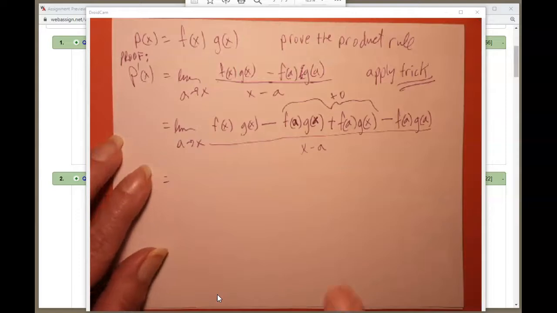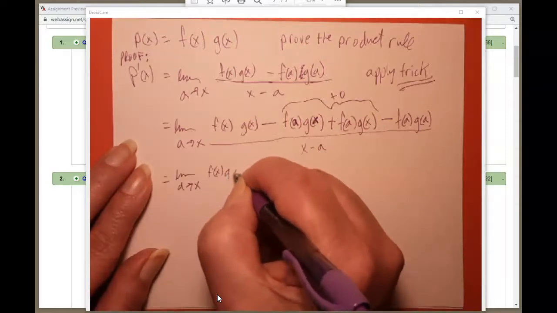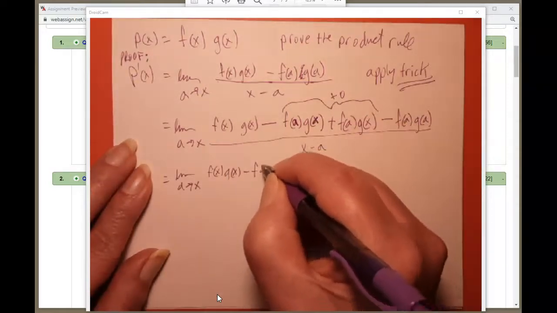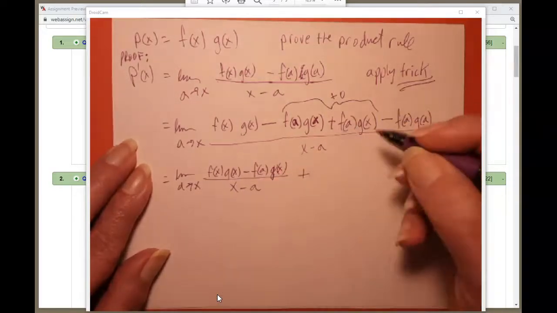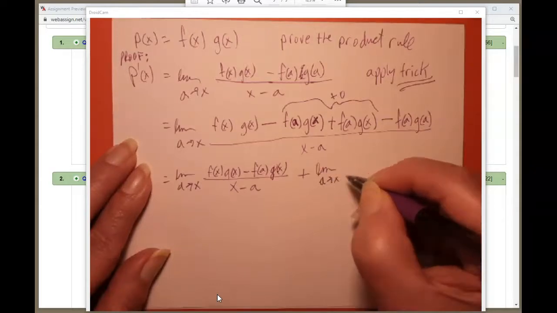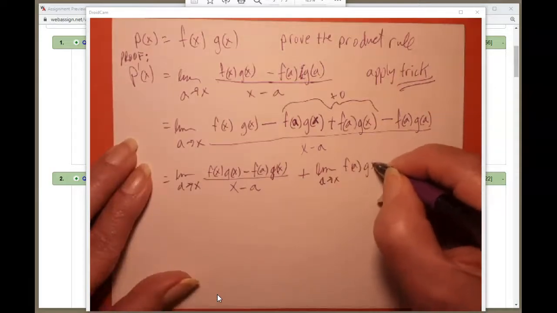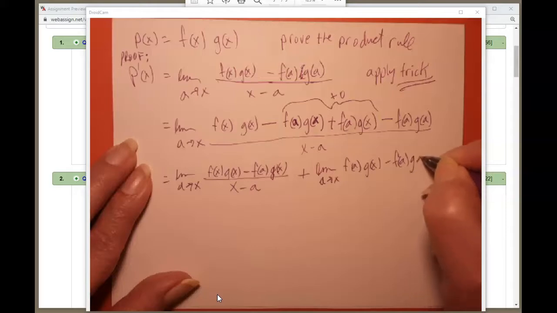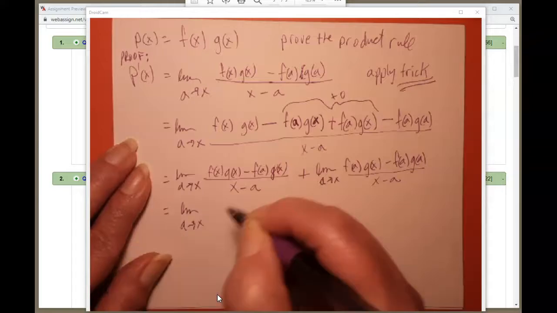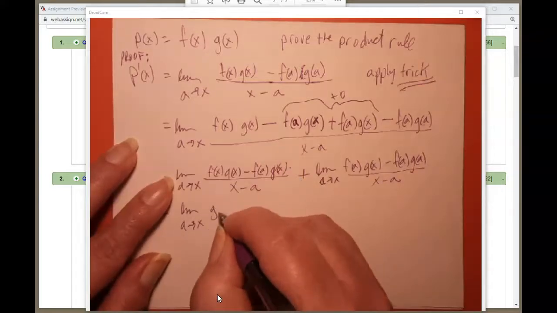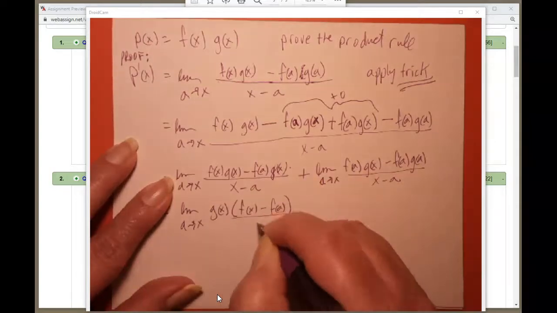So this equals, if I separate these out now, I can write the limit as a goes to x of f of x, g of x, minus f of a, g of x, over x minus a, plus the limit as a goes to x of f of a times g of x minus f of a times g of a, all over x minus a. So this is the limit as a goes to x. And I see there's a common term here of the g of x. So I'll pull out the g of x, and we're left with f of x minus f of a, all over x minus a.